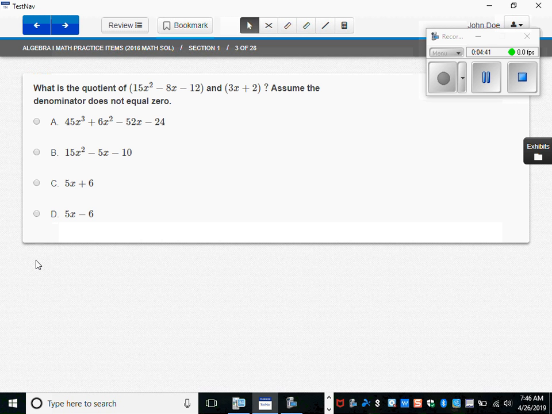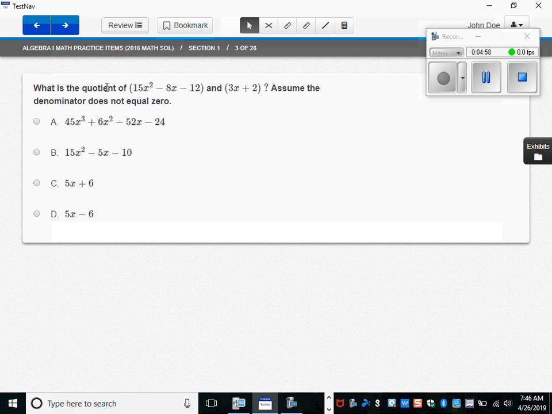All right, so they're going to think that students might not know what quotient means, so they might multiply 15 times 3 and get 45. Okay, so that's why they got that answer right there.